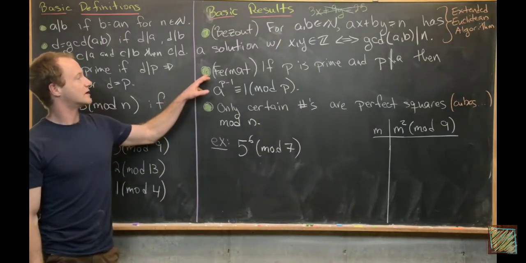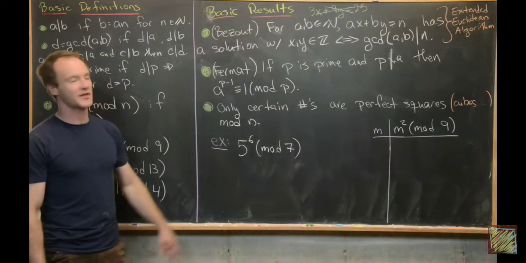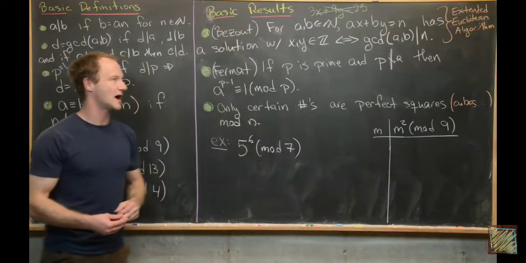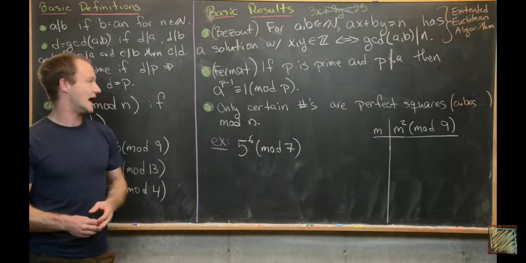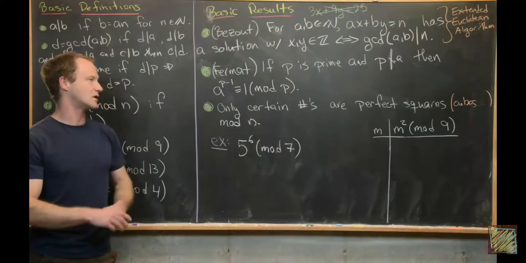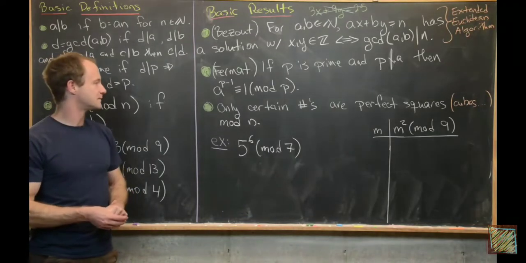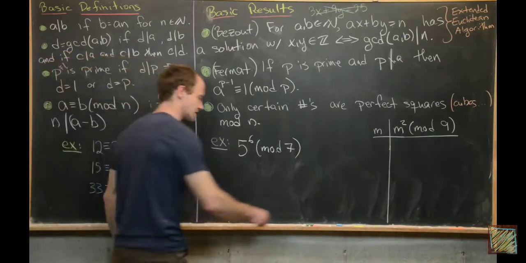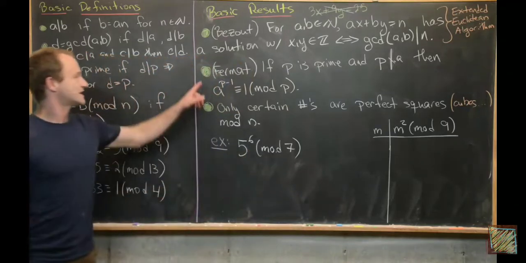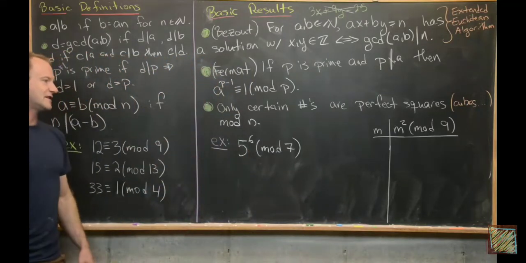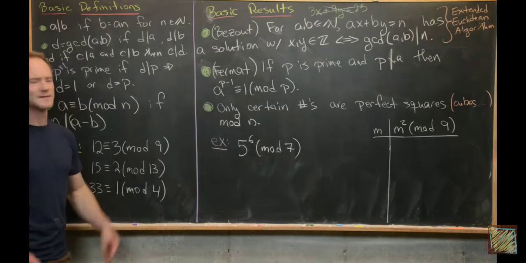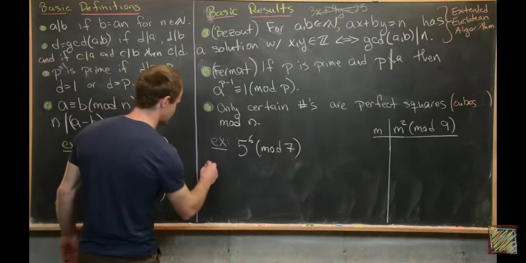Okay, so next we have this thing called Fermat's little theorem, and that says if p is prime and p does not divide a, then a to the p minus 1 is congruent to 1 mod p. And so I've got a little example cooked up for this. Fermat's little theorem says that 5 to the 6 mod 7 should be the same thing as 1 mod 7. Let's just go ahead and check that.